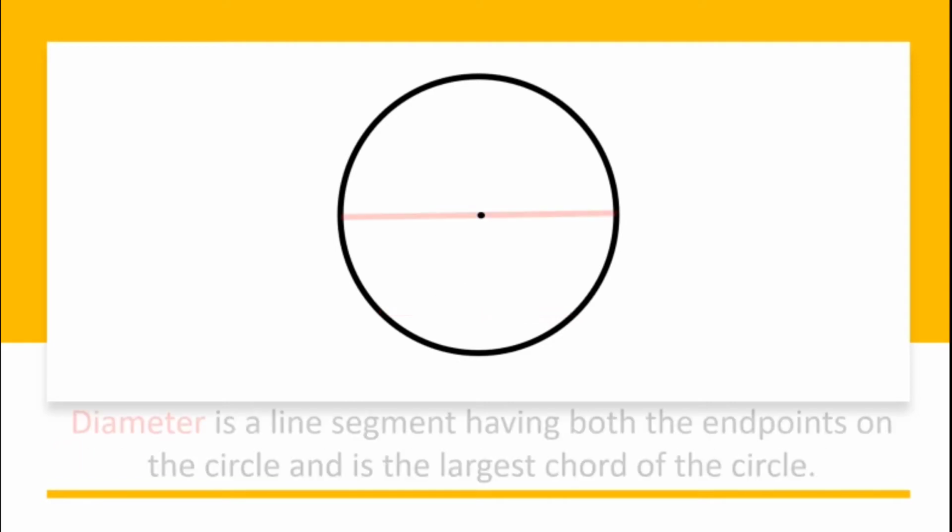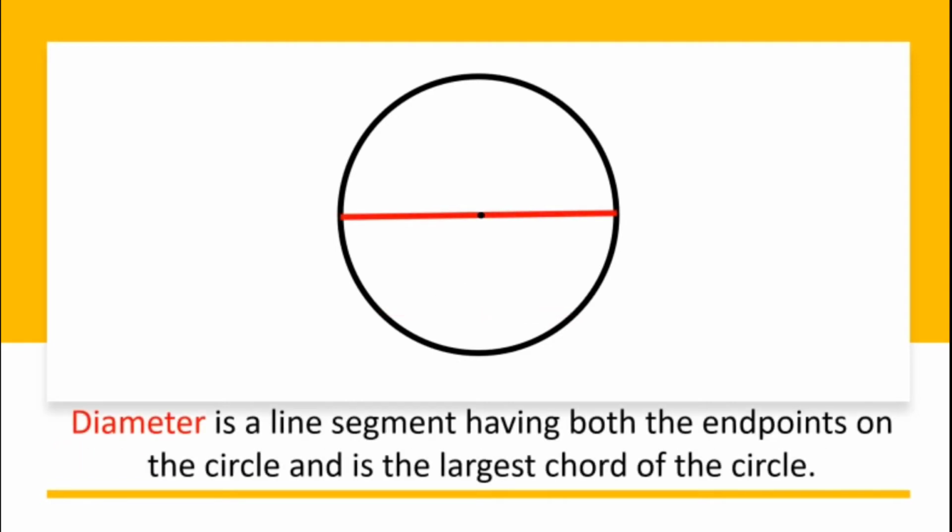Okay, now the next one is the diameter. A diameter is a line segment having both end points on the circle and is the largest chord of the circle. Now you can see there is a line drawn through the center. The previous chord we saw was very small, but this one is the largest chord of the circle, and this is called a diameter.